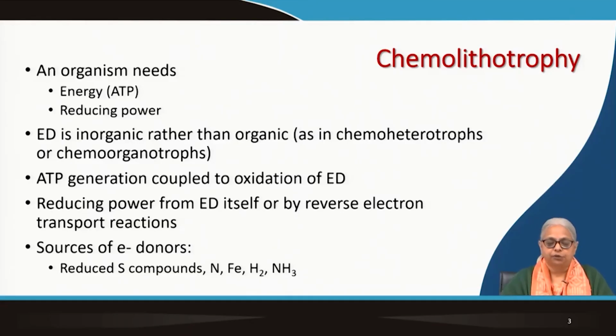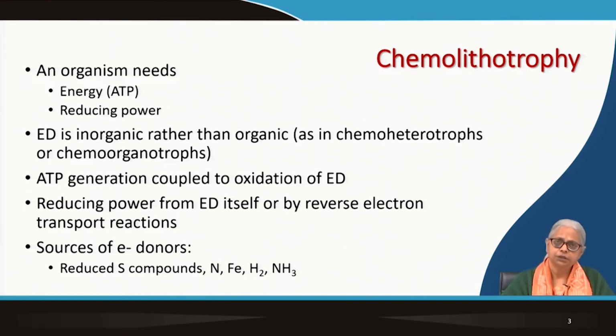So what is chemolithotrophy? Any organism needs two things. It needs ATP, which is the chemical energy, and it needs reducing power. This has to be obtained by coupling certain oxidation reactions with other reduction reactions. So the coupling of the electron donors and electron acceptors is how the organism derives its energy as well as reducing power. ED stands for electron donor. It can be inorganic rather than organic. You can have organic chemoheterotrophs or chemoorganotrophs, or you can have chemoautotrophs as well.